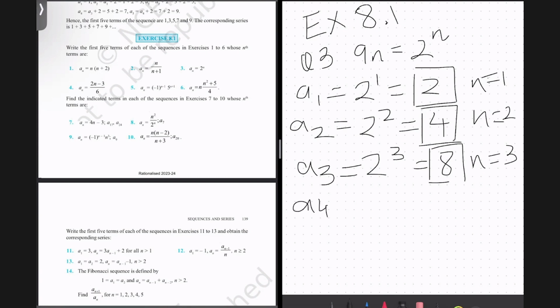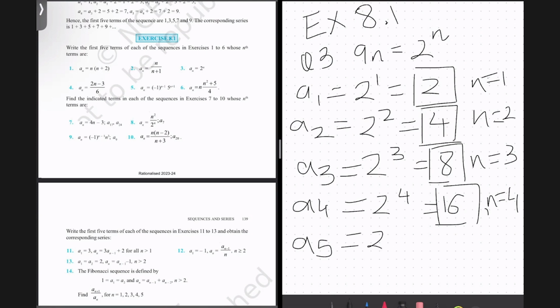For the fourth term, I have 2 to the power 4, which would result in 16, which is the fourth term of this sequence. For the fifth term, I would have 2 to the power 5, which would give me 32, which is the fifth term of this sequence. So as I solved the other exercise, I've done for this exercise as well. I've plugged in the value of n equal to 1 up till n equal to 5, and that is how I arrive at the first 5 terms of this sequence.